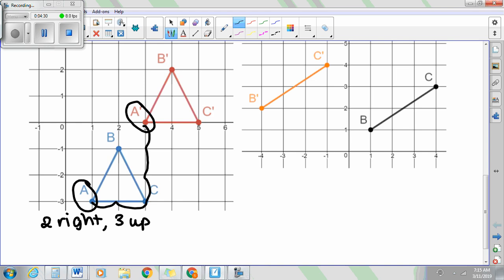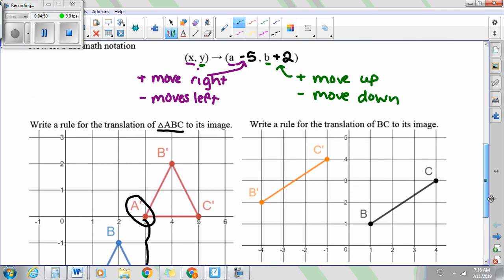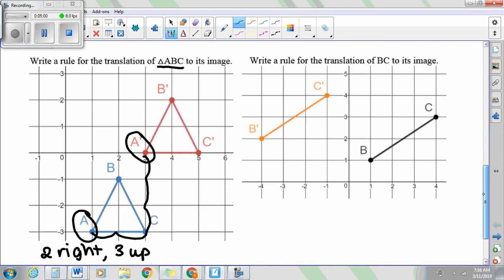So if I write that in math notation, that's going to say X comma Y turns into A, I want to say 2 to the right, so that will be plus 2. B, I want to say 3 up, so that'll be B plus 3. Right? Remember these guys. Plus moves right or plus moves up, just depending on where you put it. Minus moves left or minus moves down, depending on where you put it.